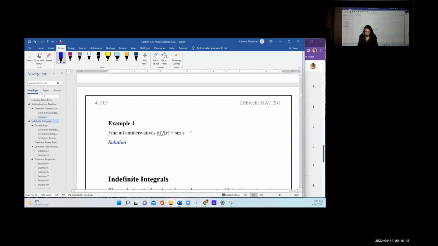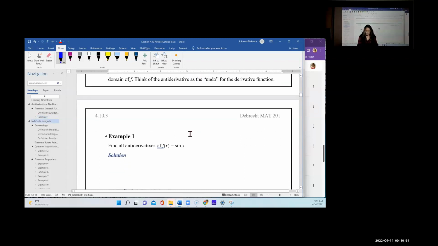So the first example is this one. Find all antiderivatives of f of x equals sine x. So when you're thinking about this, we need to think about how do I get an undo operation that would give me sine. So I have a function. I took the derivative of it and I got sine. What was the original function? How can I undo that operation of the derivative that was done?